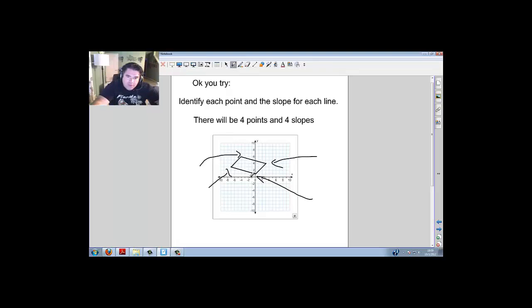This one looks like 1, 2, 3, 4, and 1, 2, 3, 4, 5, 6. So I get negative 4, comma 6. And this guy here, I should say, is 1, 2, 3, 4, 5, 6, 7, negative 7, comma 3. And this guy here is 1, 2, 3 over, and 1, 2, 3, 4 up. So 3, comma 4. And here is 0 and just 1 up.